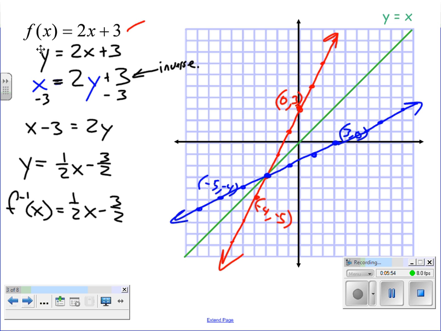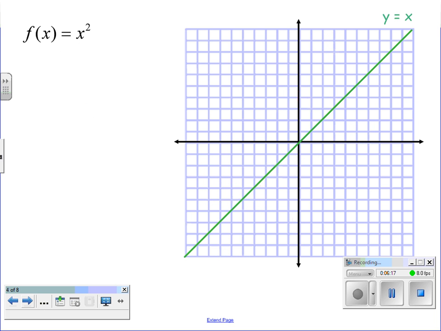Okay. So 1/2 x minus 3/2. So notice we have a y-intercept of 3/2 right here. We cross the y-axis there, and we have a slope of 1/2. So those are two perfect examples of lines that are inverses of one another, and they're mirror reflections of each other across the identity line.